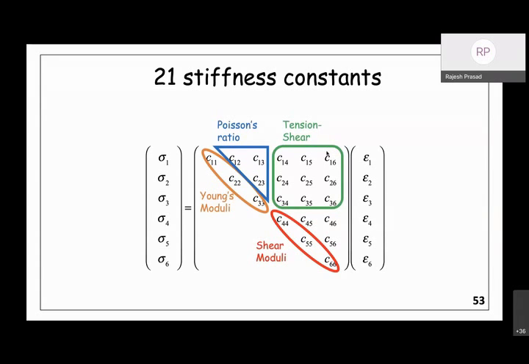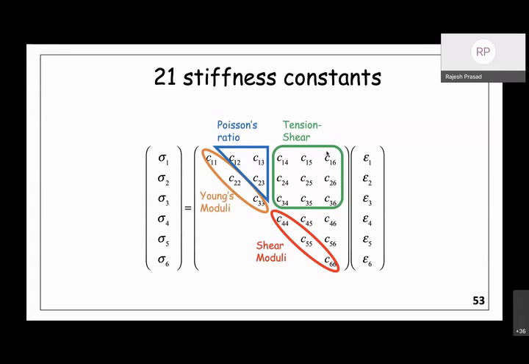And interestingly, now comes the real surprise of anisotropic systems, that there can be tension shear coupling. These constants need not be 0. For many cases, they are 0. If they are 0, there is no tension shear coupling. They are 0 for isotropic material. That's why there was no tension shear coupling. Tensile stresses were expressed in terms of tensile strain. Shear stresses were expressed in terms of shear strain.